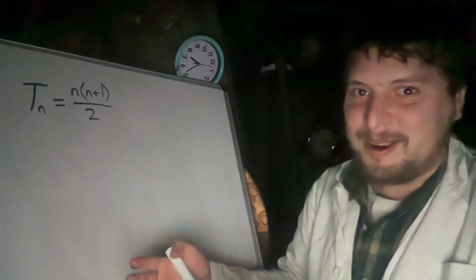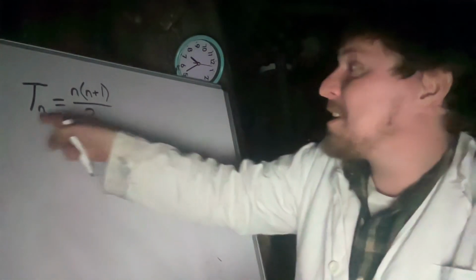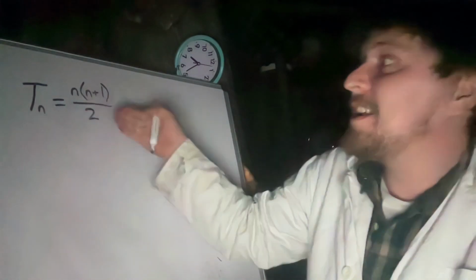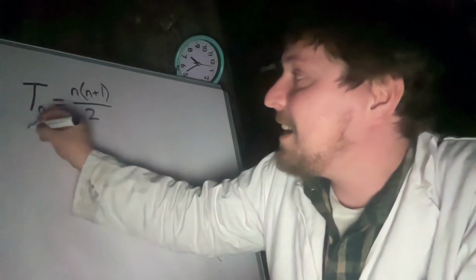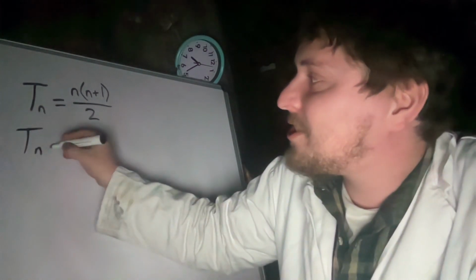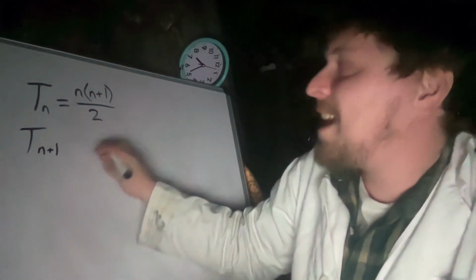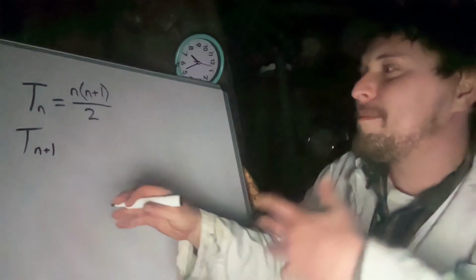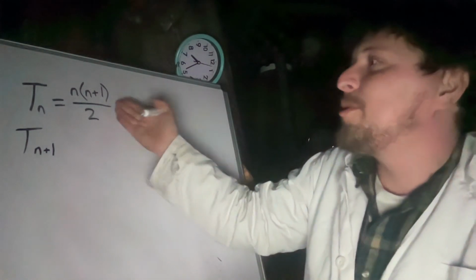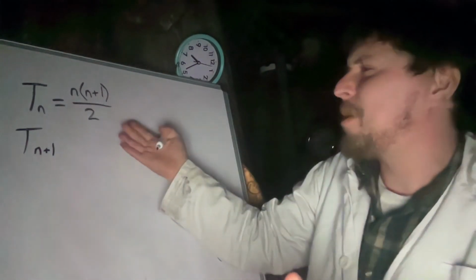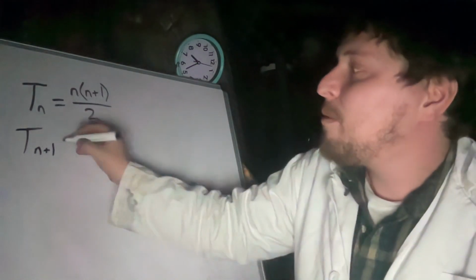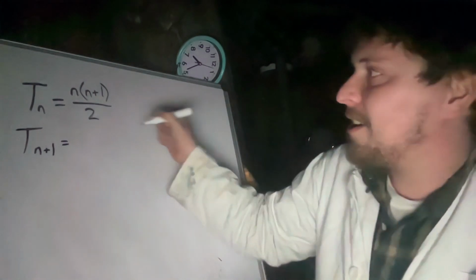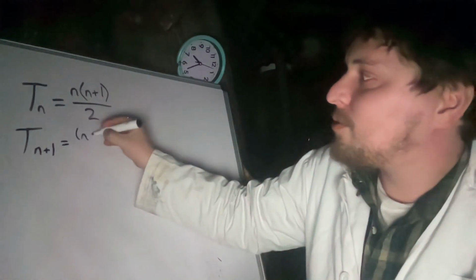And now we want to prove that if this formula is true for any given T of n, that it also must be true for the next triangular number, for T of n plus 1. And if we look at what it means for this to also be true for T of n plus 1, we could imagine substituting n plus 1 where there were n's here. That becomes n plus 1.